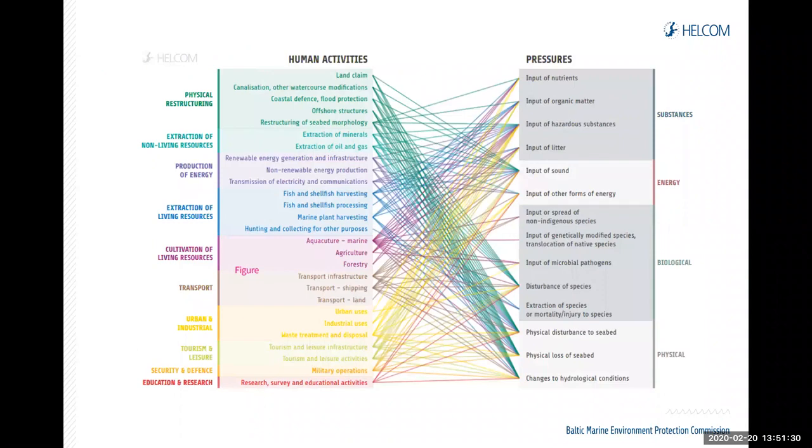And this is one of the outputs from that work. So there are all the human activities listed on the left-hand side, and on the right we have the pressures, and you can see all the linkages they have in between. So it's a really complex system, and the pressures are grouped as they are in the marine MSFD, like input of substances, then there is input of energy, then we have biological and physical pressures.